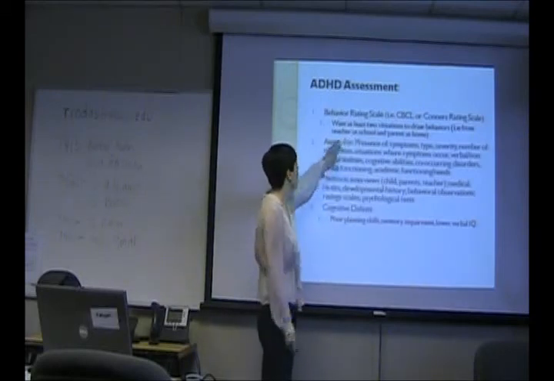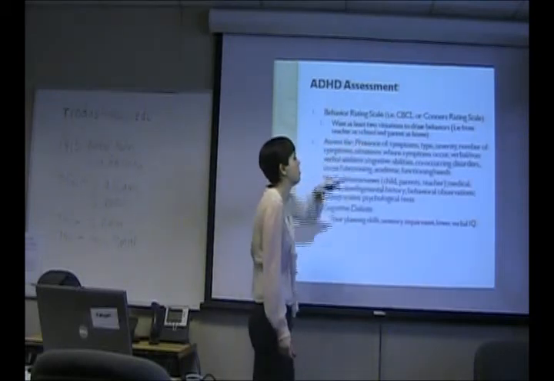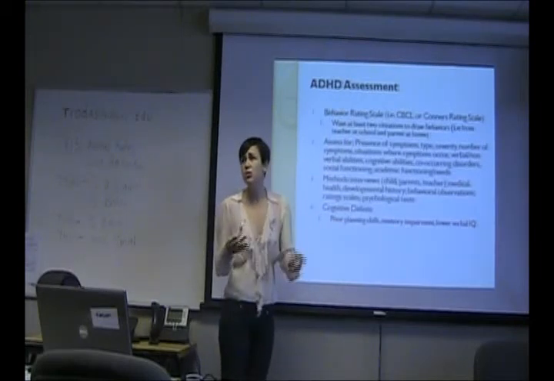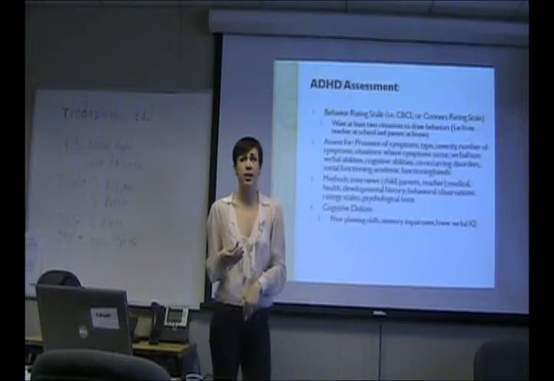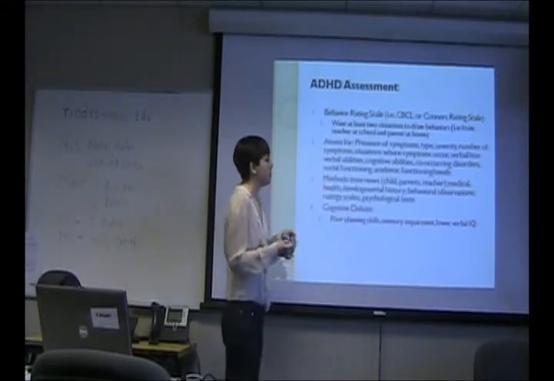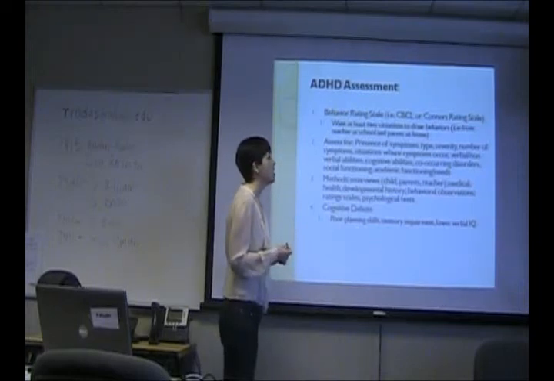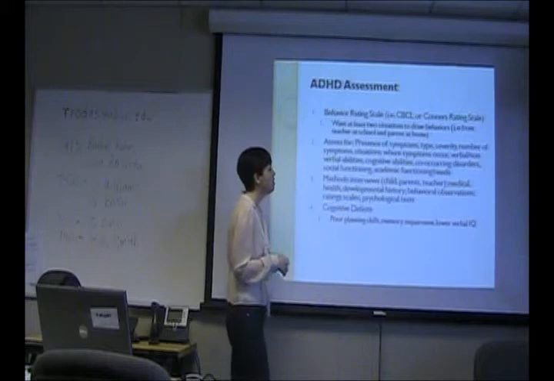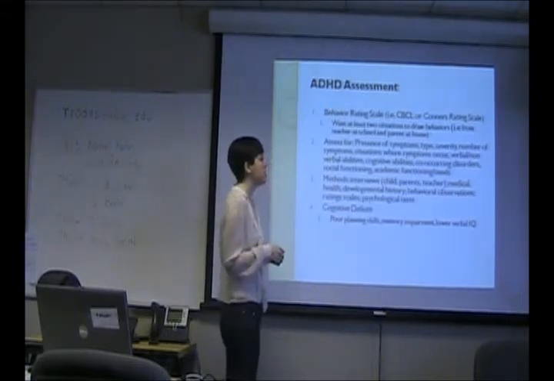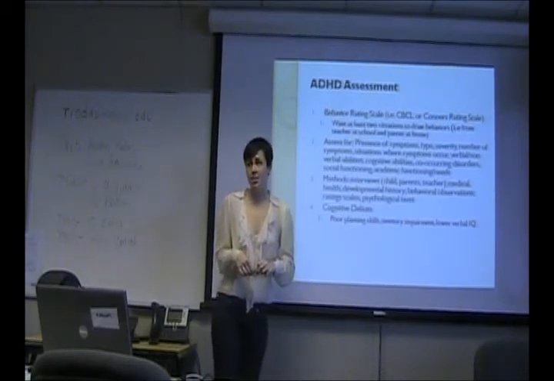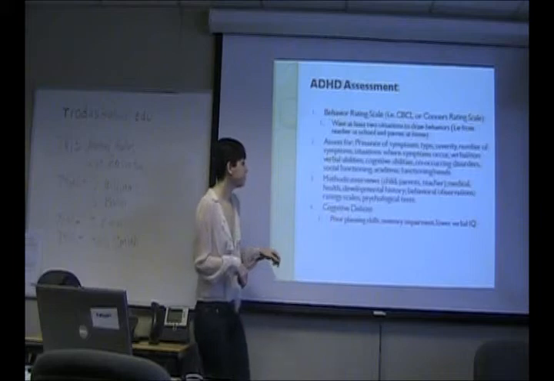So like you were saying, right, you want at least 2 situations to draw behaviors. So you want it from the teacher at school, from the parent at home, okay? You're going to assess for the presence of symptoms, the type, severity, number of symptoms, situations where symptoms occur, verbal and non-verbal abilities, cognitive abilities, co-occurring disorders, social functioning, and academic functioning, okay?